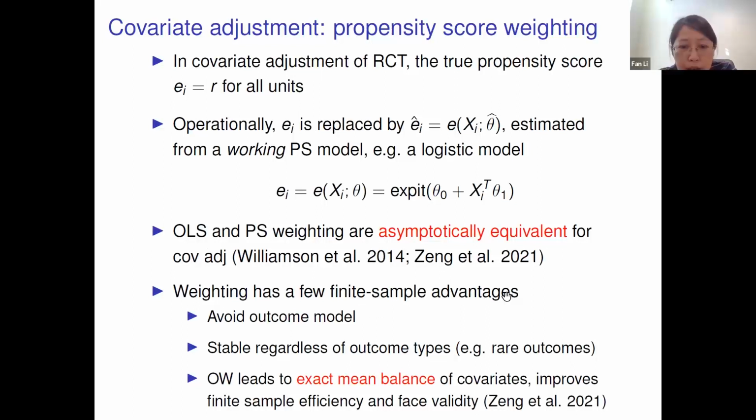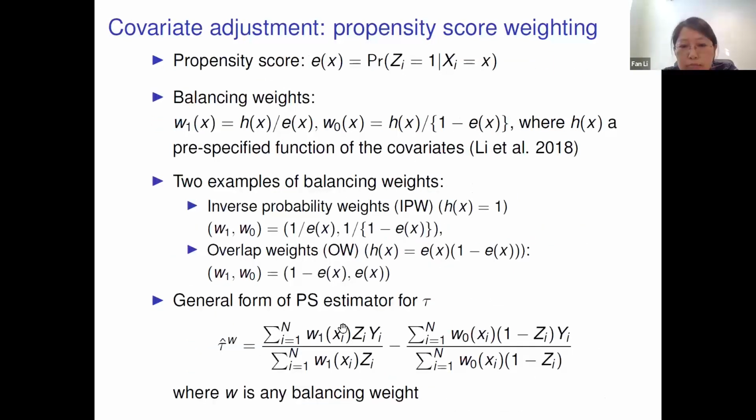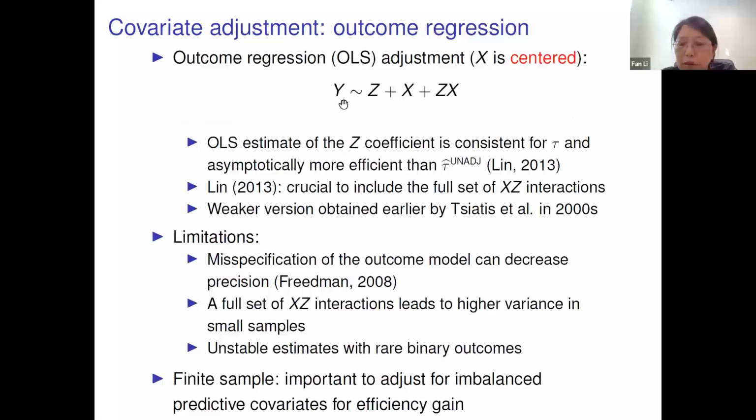But weighting obviously has a few finite sample advantages. First, if you look at this approach, it doesn't really build a model. It doesn't specify any model for Y, unlike OLS, where you specify a model.